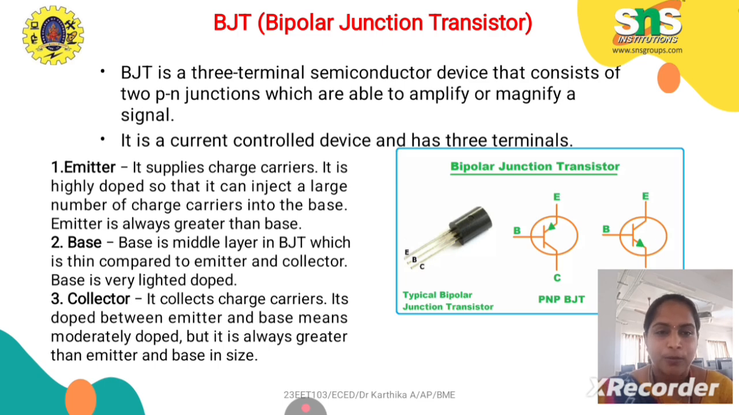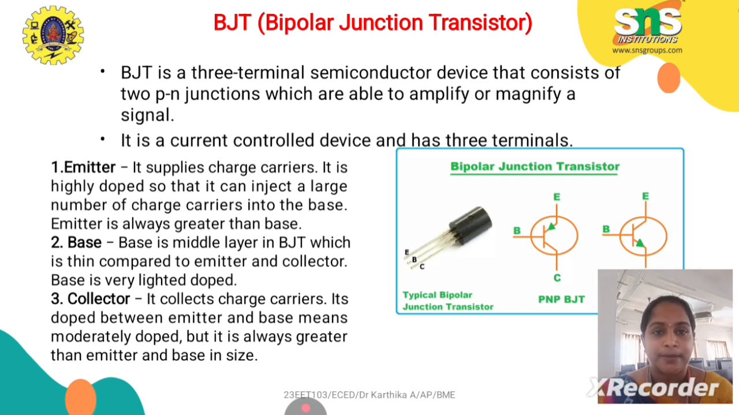First thing, what is an emitter? In this bipolar junction transistor, the emitter supplies charge carriers and it is highly doped when compared to base and collector. Because it is highly doped, it can inject a large number of charge carriers into the base. Emitter is always greater than base.